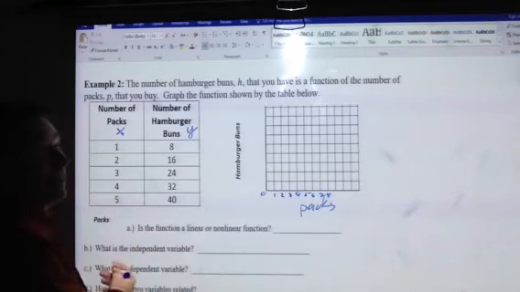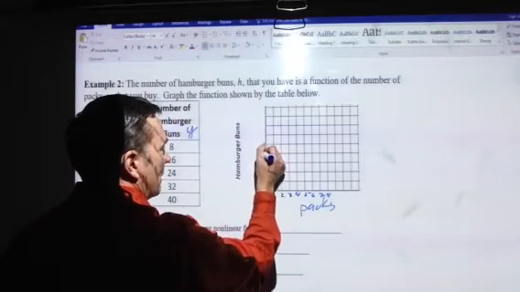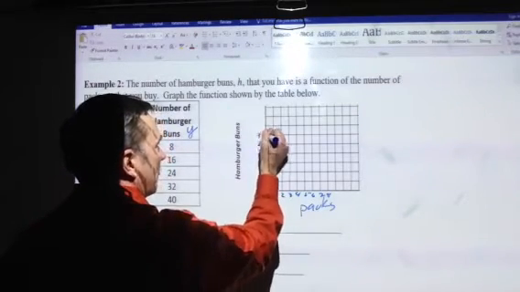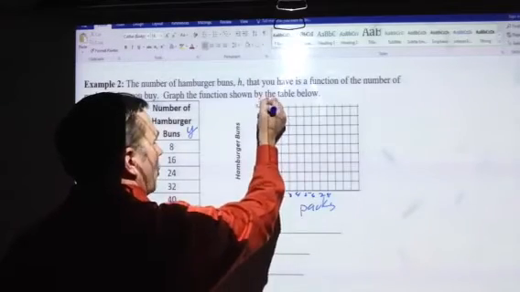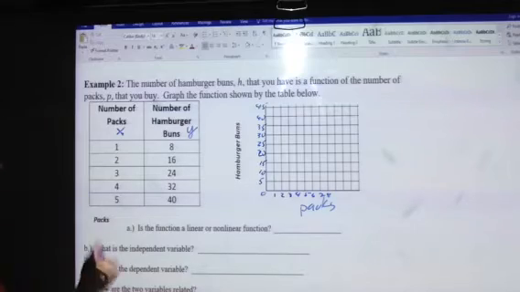I'm going to pick going up by 5s. You could do any other number, but it's easy to count by 5s. We have to make sure that the whole graph, all these points, fit on our graph over here. And now we plot them.